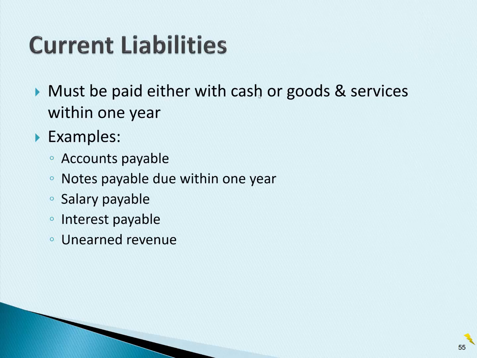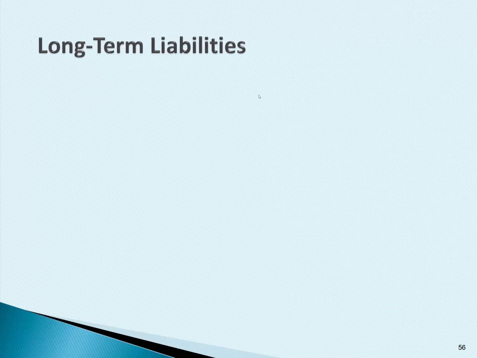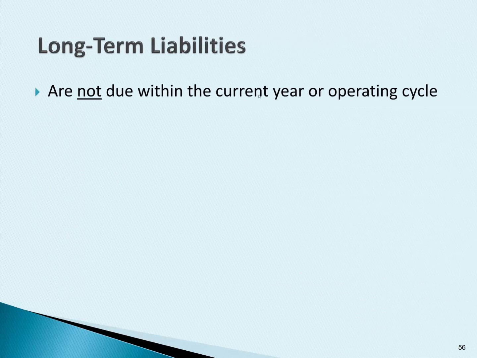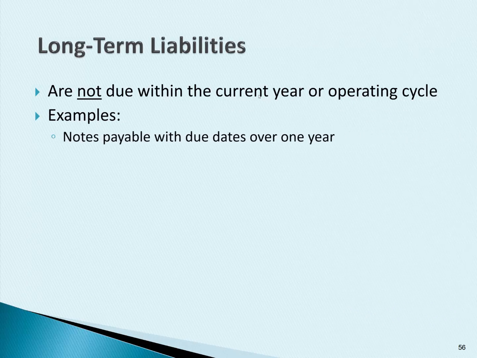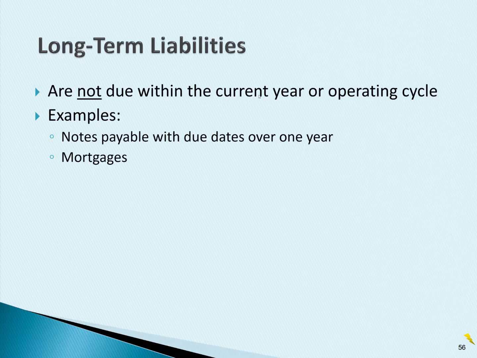So that means all other liabilities would be long-term liabilities. They are not due within the current year or the operating cycle. Some examples include notes payable with due dates past 1 year, mortgages. Now, technically, if you're paying part of your mortgage every month, then the part of the mortgage that's due within the next 12 months would be considered a current liability. Anything past that would be considered a long-term liability. But that's getting kind of picky right now.